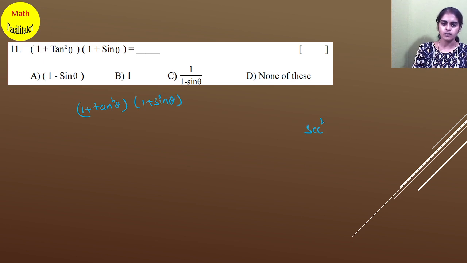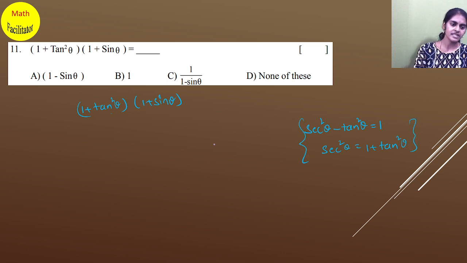We know secant square theta is 1 plus tan square theta. Whenever you see something like this, 1 plus tan square, 1 plus cot square, try to firstly check your identity. We know secant square minus tan square is 1. So secant square theta equals 1 plus tan square theta, isn't it? So this is nothing but secant square theta, into 1 plus sine theta.